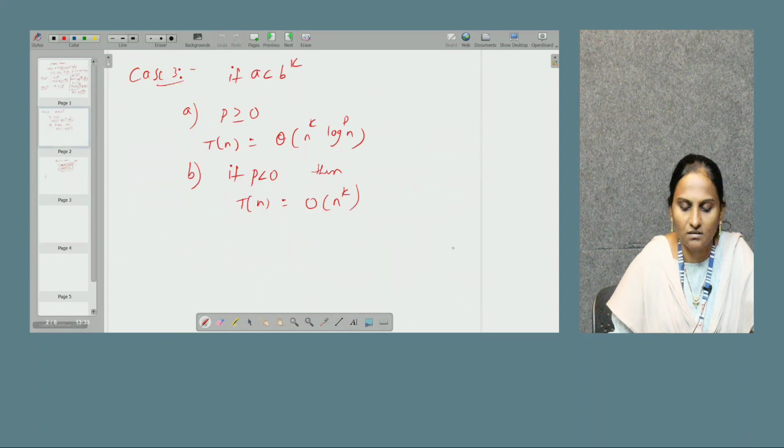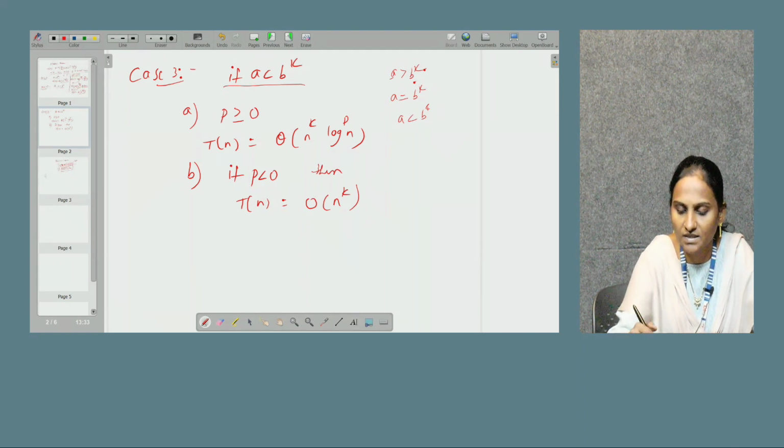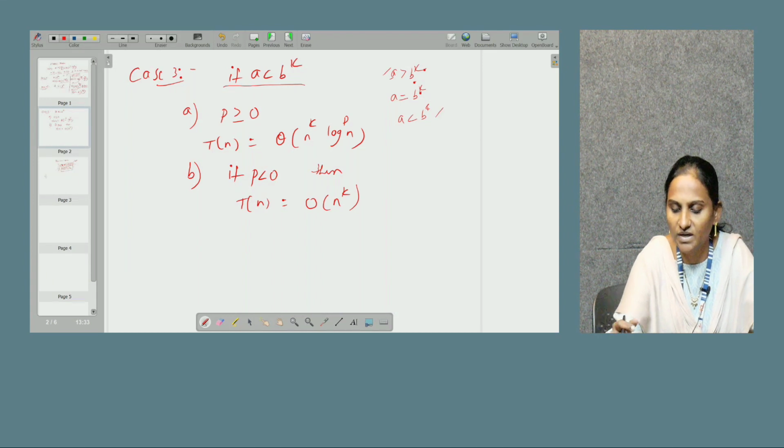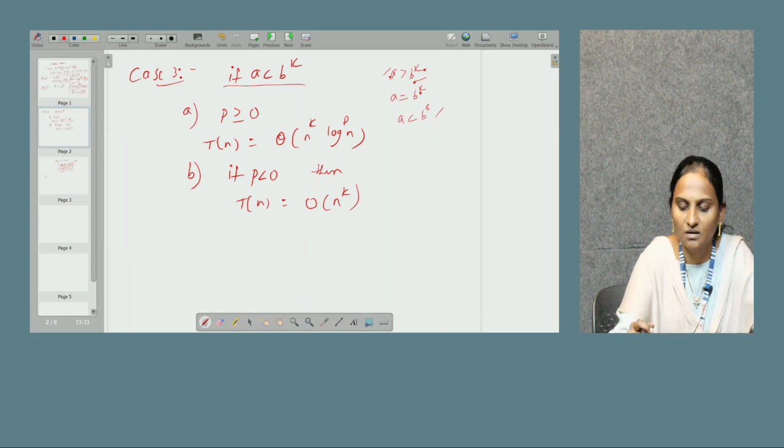Next, case 3: if a is less than b^k. So the first case is a greater than b^k, the second case is a equal to b^k, and the third case is a less than b^k. How do we get the a, b values? The given recurrence equation is compared with the Master's theorem equation, and then we get the a, b, k values and compare a with b^k. Based on that we apply the formula, case 1, case 2 or case 3. Whichever condition is satisfied, we apply that formula only.